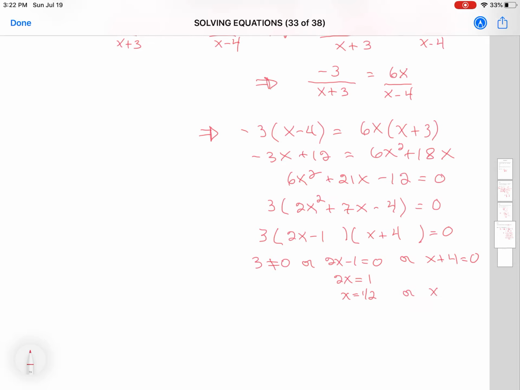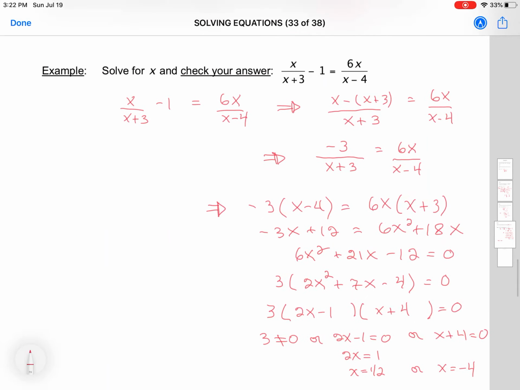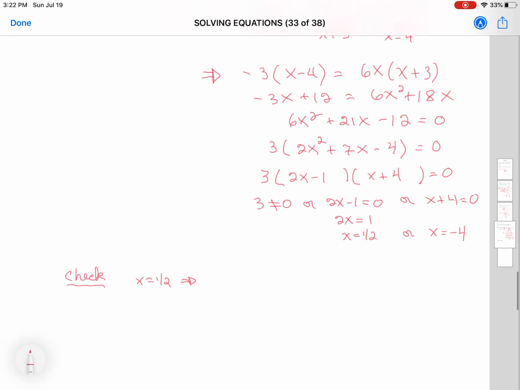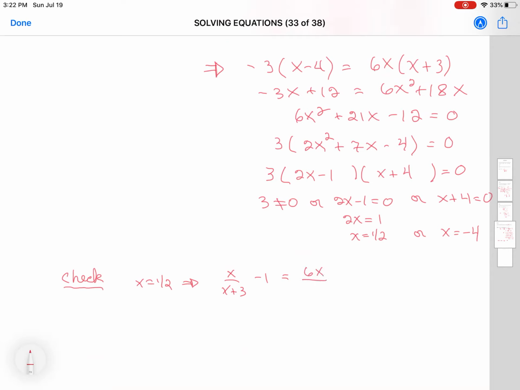One here, 2x equals 1, so x equals a half. Or x is equal to negative 4. So this needs to be checked. We need to actually check these answers, just like we did in the case of a radical equation. Let us check x is equal to 1/2. Again, it's good advice to go back to the original equation, which is x over x plus 3. So I'm going to rewrite this here. Minus 1 is equal to 6x over x minus 4.